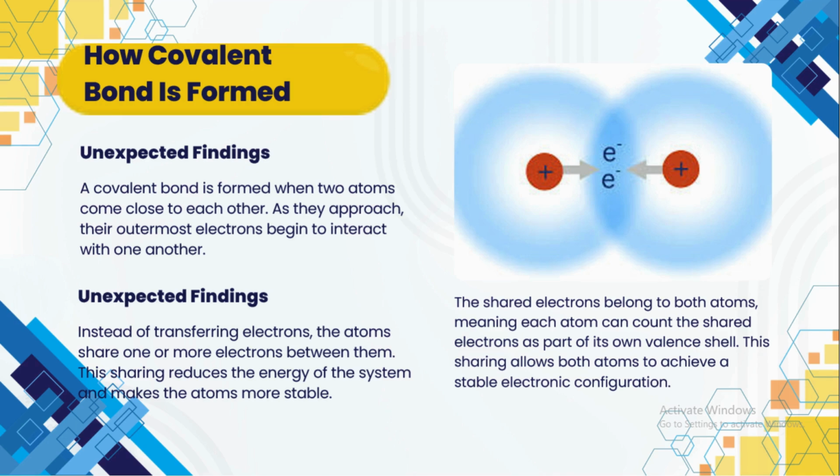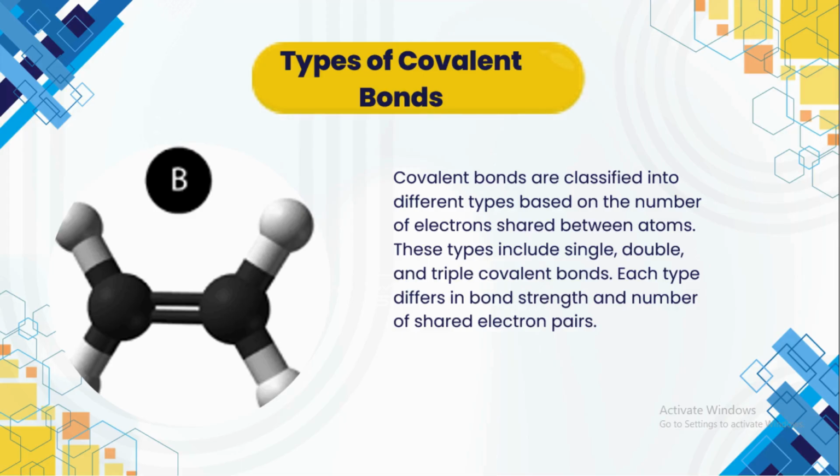So this picture shows that the shared electrons belong to both atoms, meaning each atom can count the shared electrons as a part of its own valence shell. This sharing allows both atoms to achieve a stable electronic configuration.